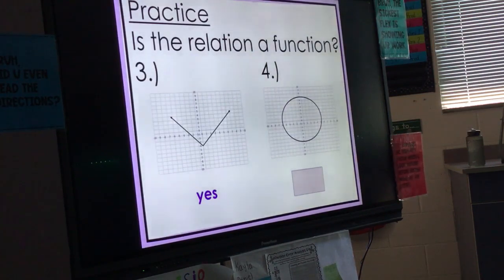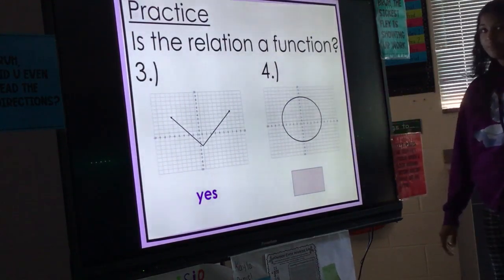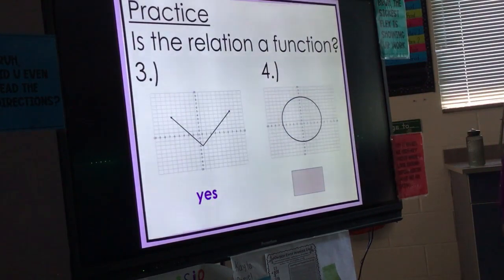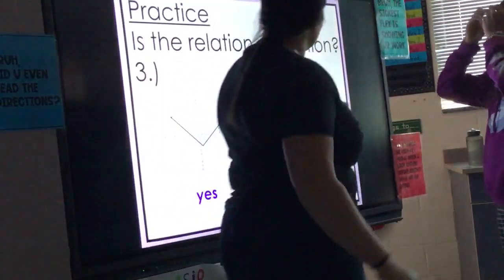All right, what about 4? Stand up if you said yes. Stand up if you said no. Be prepared to explain. You're not sure, Nevaeh? Okay, Nevaeh, come up here and I want you to draw a line from above the top of the circle to below the bottom of the circle. Did it intersect more than once? So does it cross this line more than once?